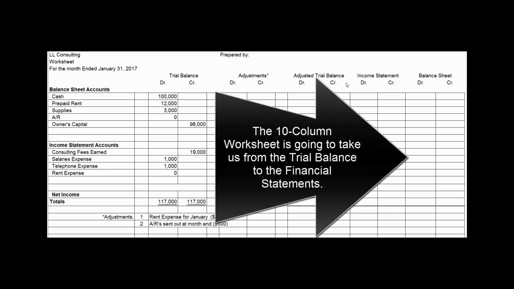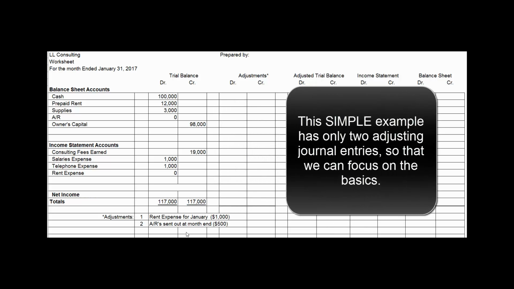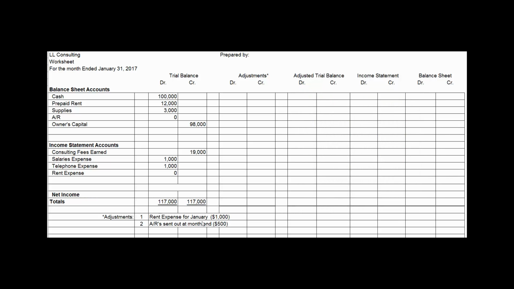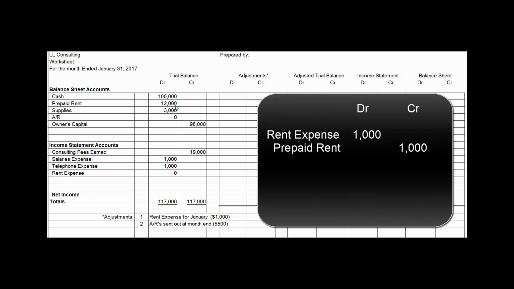All right, so the 10-column worksheet is going to take us from the trial balance to the income statement and the balance sheet. So let's pretend like this company only has 2 adjusting journal entries at the end of January: rent expense for $1,000, and they've got to accrue for some revenue that they earned but have not yet booked. So the journal entry for the rent expense, look up here, you see they've got prepaid rent, is debit rent expense for $1,000, credit prepaid rent for $1,000.